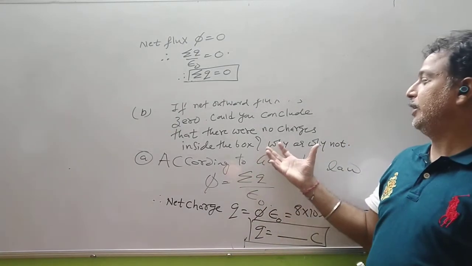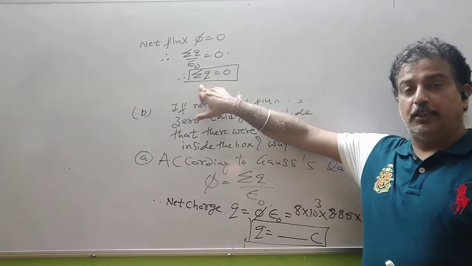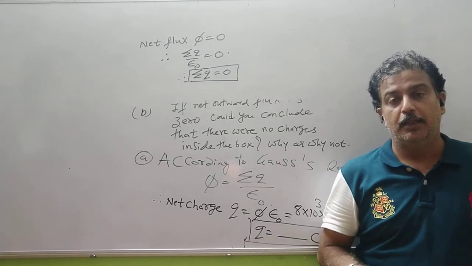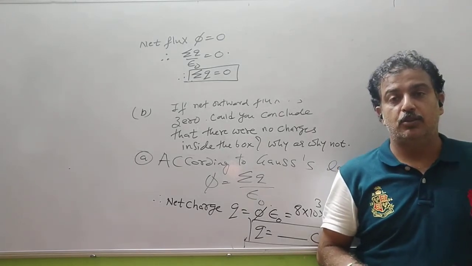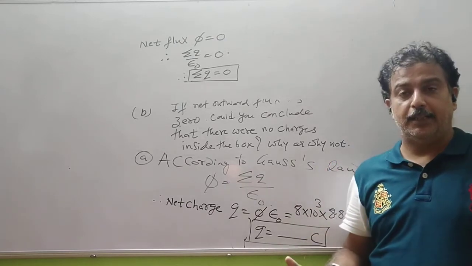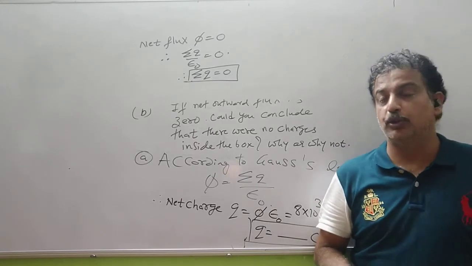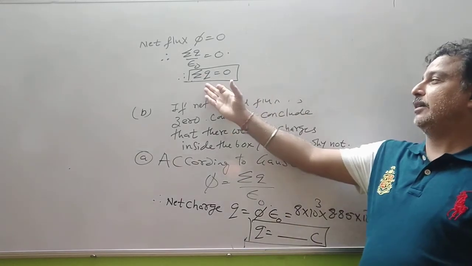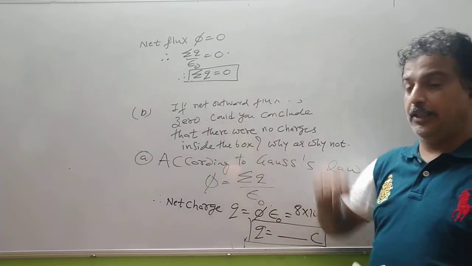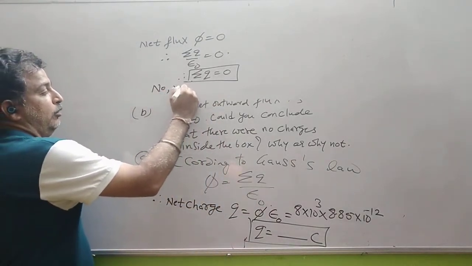You cannot conclude there is no charge just because the flux is 0, because we only get summation q to be 0. So it may be possible that a box contains two charges having the same magnitude but opposite polarity. For example, a dipole. A dipole is a system of two equal and opposite charges. So if you do the algebraic summation of total charge enclosed in the Gaussian surface, it comes out to be 0.